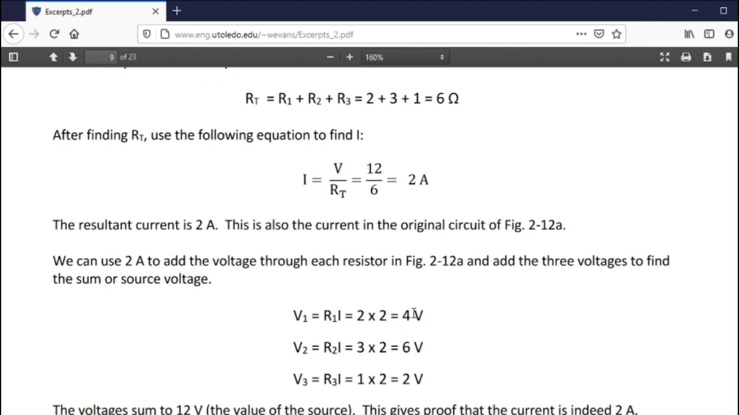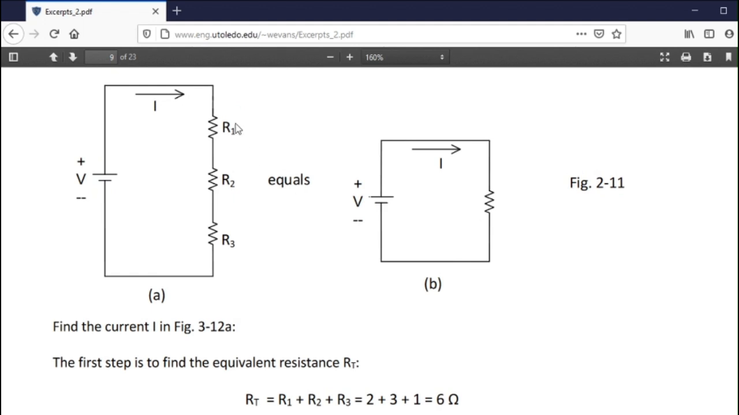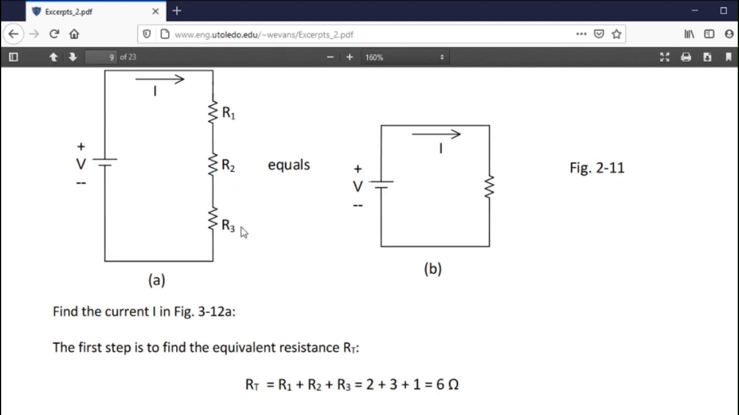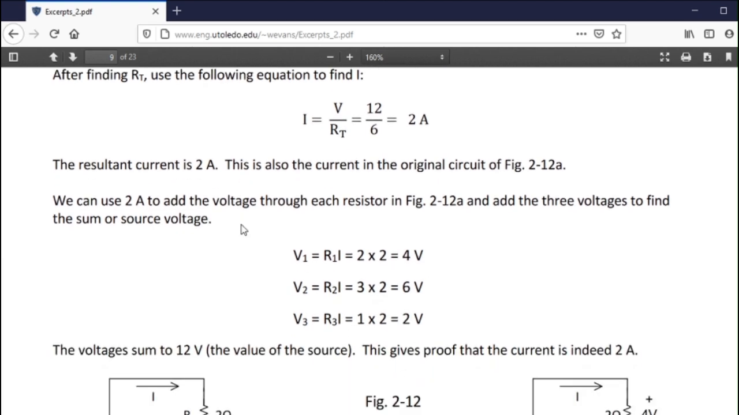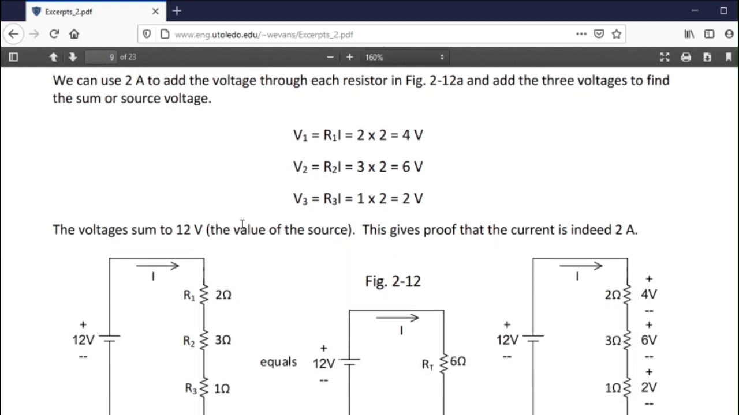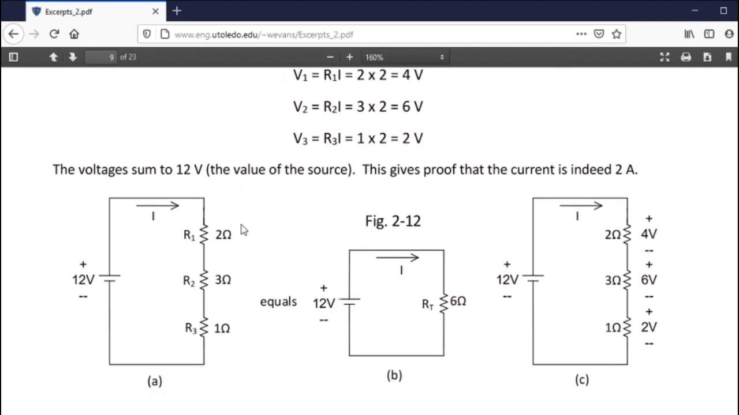Then we can go back and we can find the voltage across each of those resistors. This one would be 4 volts, 6 volts, and 2 volts, and that's my 12 volts.